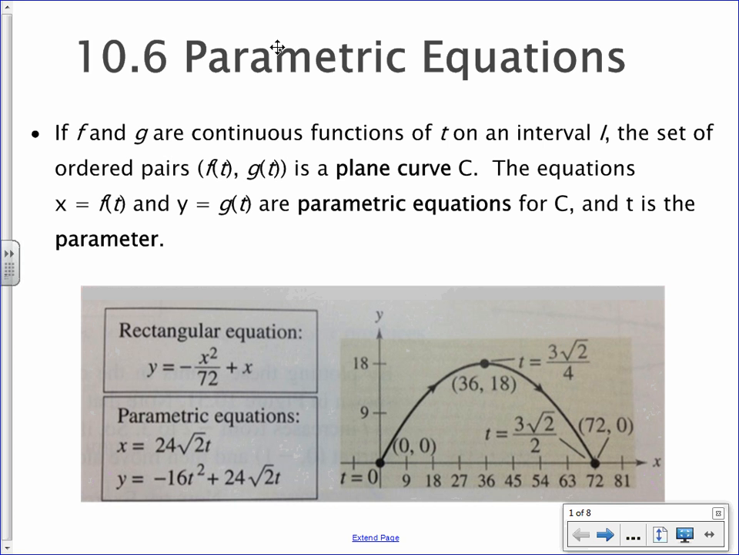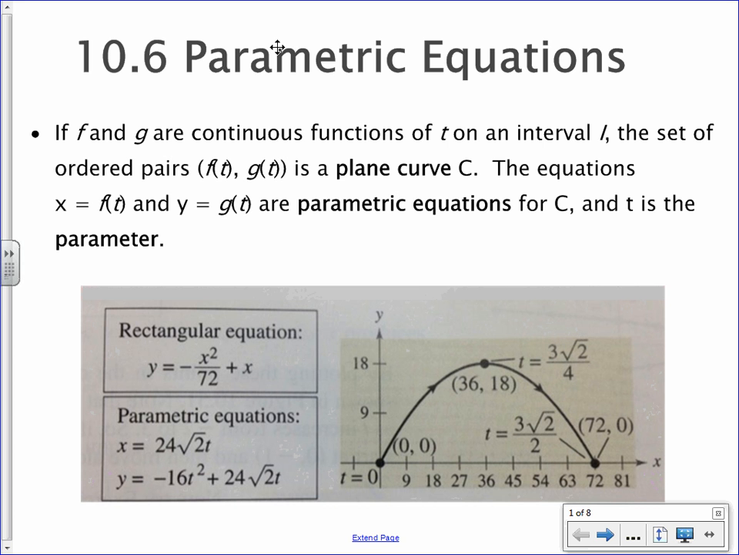So parametric equations, we're still going to be on the xy plane, but our points are going to be f of t and g of t. What does that mean? Basically, we're going to have an equation for x and an equation for y, and a third variable, usually t. So instead of having one equation with x and y, we have an equation for x and an equation for y in terms of a third variable t.